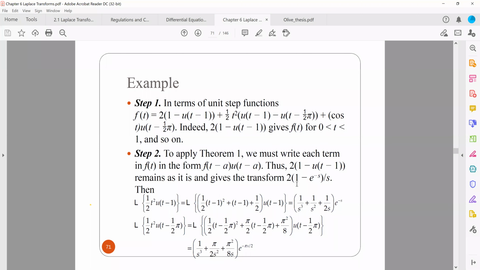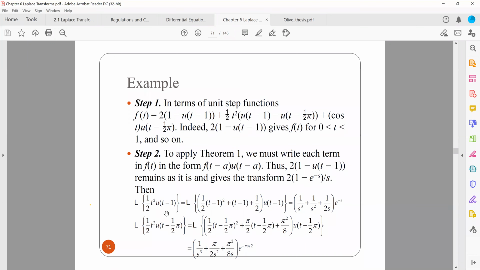So for 2 times (1 minus u(t minus 1)), the Laplace transform of the first part is 1 over s. Then for 2 times u(t minus 1), we know it's 2 over s, but we have to multiply it by e to the minus s because of this t minus 1. That is what brings the exponential. For the half t squared term, this difference of Heaviside functions, we will expand each individually.